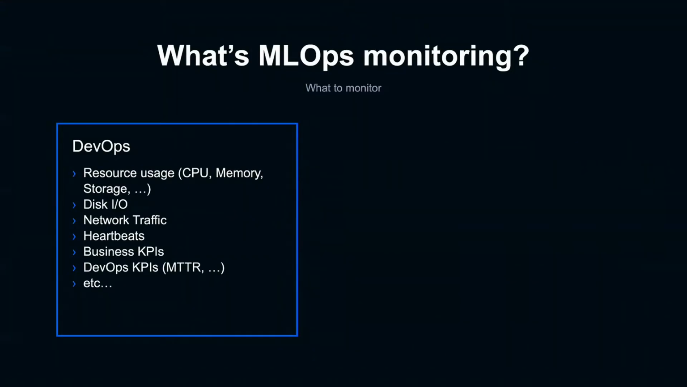To think about this, let's first consider the usual monitoring in DevOps. In a regular DevOps, you would collect metrics such as usage rate of resources, including CPU, memory, disk I/O traffic, as well as the system heartbeat. It is also recommended to monitor business KPIs and DevOps KPIs. In DevOps, the monitoring is focused on the system's operational information. In addition to this, MLOps requires monitoring of data and machine learning models.